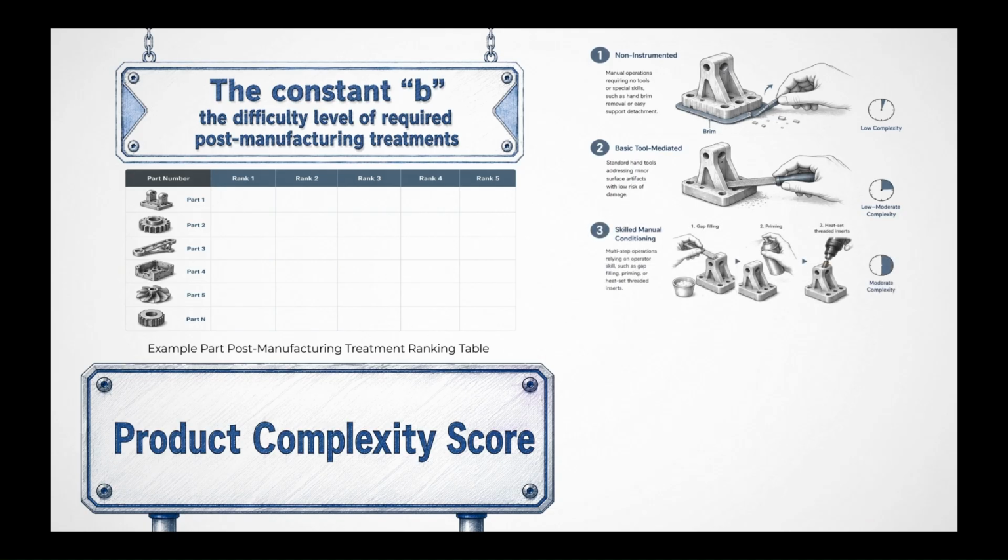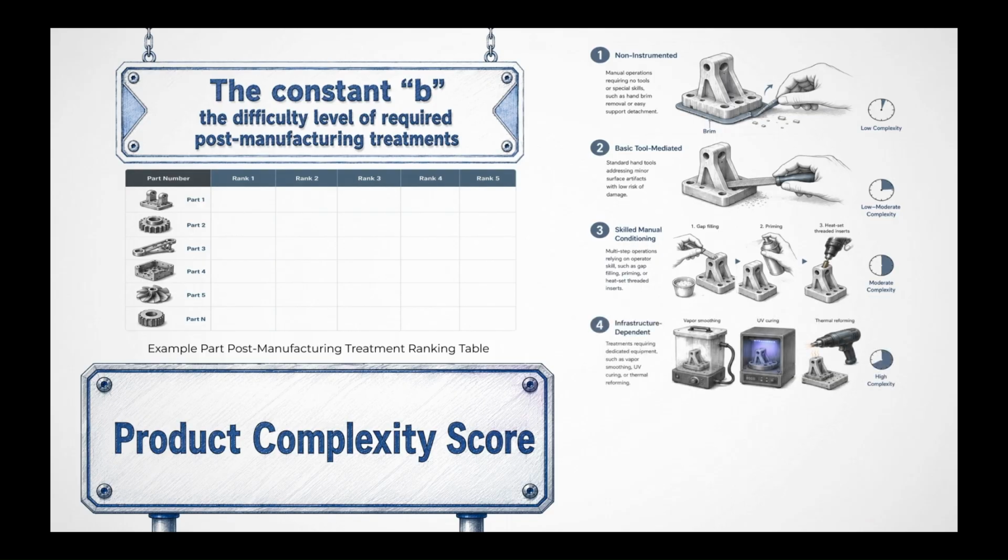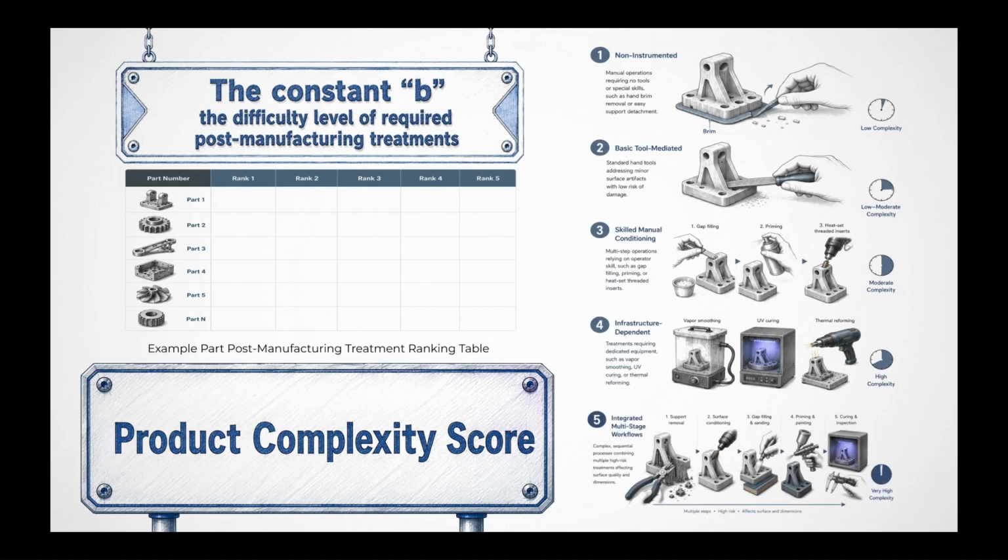skilled manual conditioning, multi-step operations relying on operator skill, such as gap filling, priming, or heat-set threaded inserts. Score 4, infrastructure dependent, treatments requiring dedicated equipment, such as vapor smoothing, UV curing, or thermal reforming. Score 5, integrated multi-stage workflows, complex sequential processes combining multiple high-risk treatments affecting surface quality and dimensions.